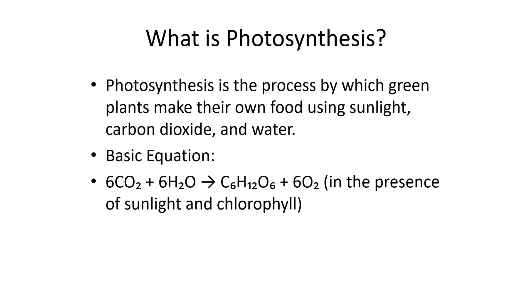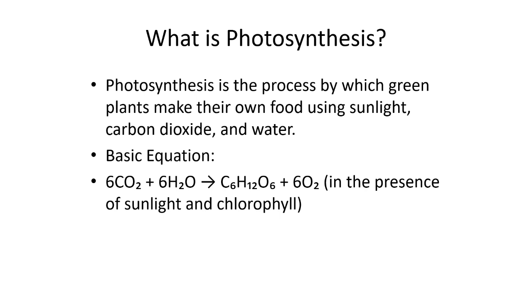So what is the process of photosynthesis? The basic process of photosynthesis is plants take in carbon dioxide and water from the air and soil. Carbon dioxide is taken from the air and water is taken from the soil.